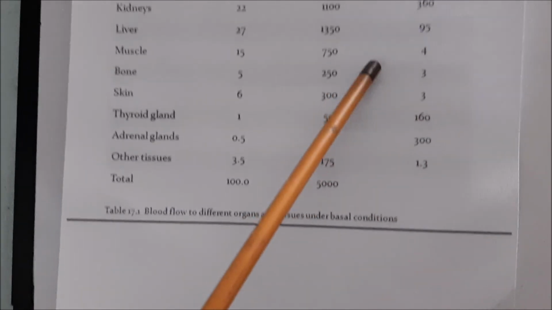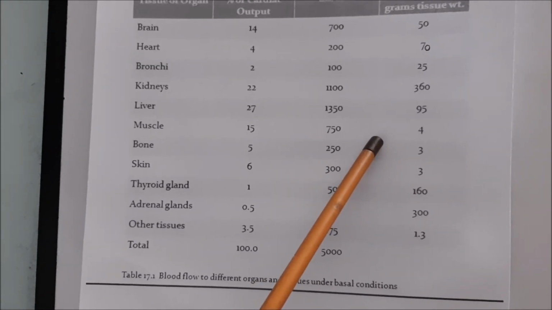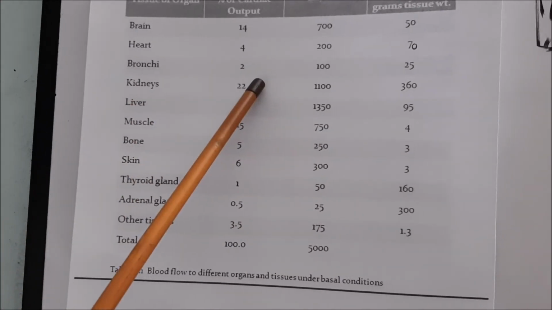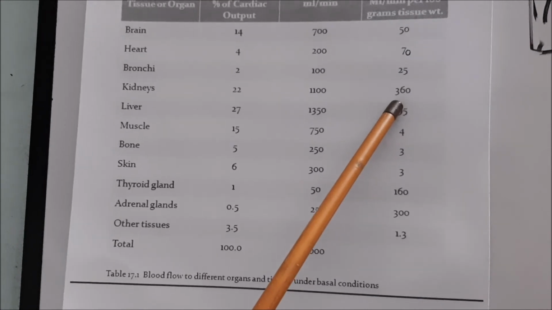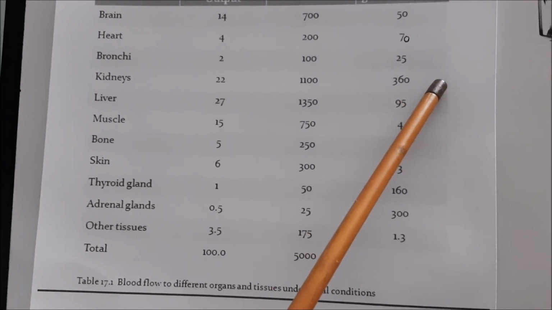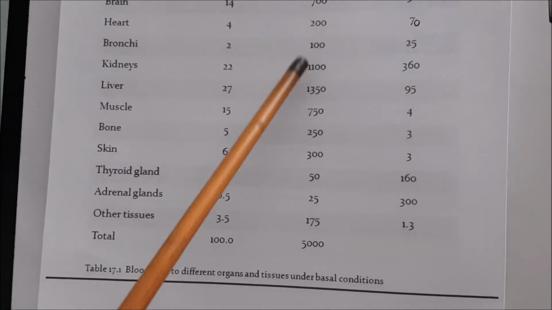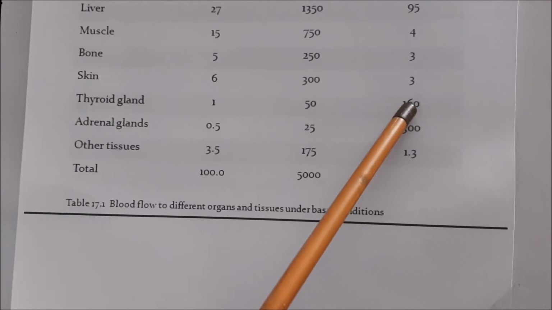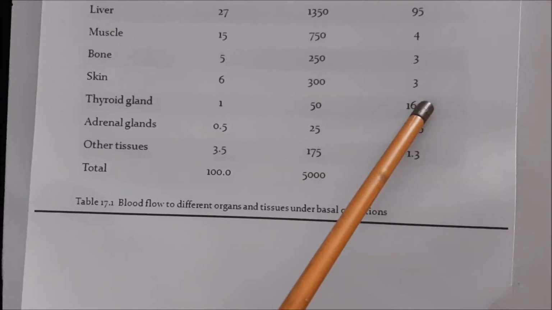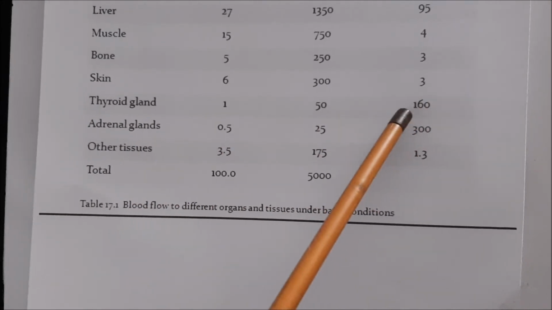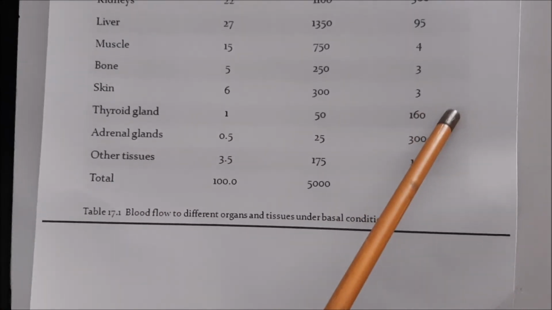If you compare which organ gets more blood supply on the basis of 100 gram of tissue, first is the kidney, at 360 ml per 100 gram of tissue. Next to the kidney is the adrenal gland, at 300 ml per 100 gram of tissue. Third is the thyroid gland, at about 160 ml per 100 gram of tissue.